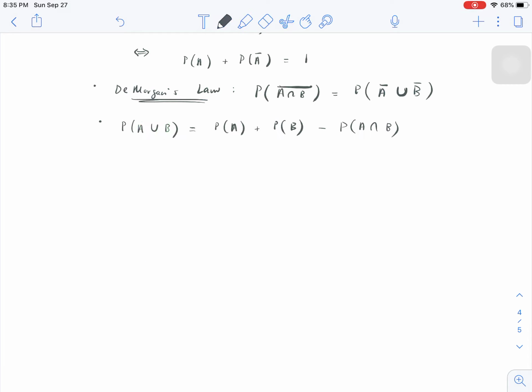Okay, and then remember that if A and B are disjoint or mutually exclusive, by definition, that means that their intersection is empty. So the probability of their intersection is 0. So if A and B are disjoint, this same property becomes just the sum of the probability of A plus probability of B minus the probability of the intersection, which if they're disjoint is 0. Okay, so these are some useful properties to have in our back pocket.